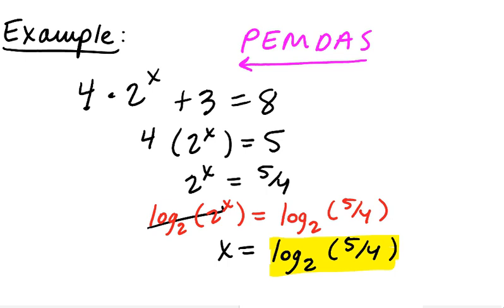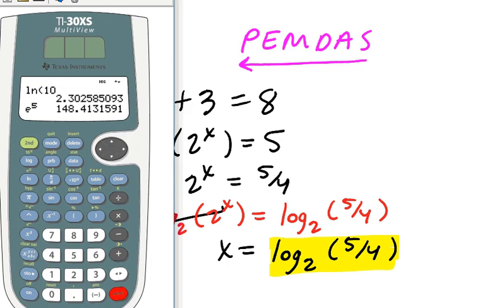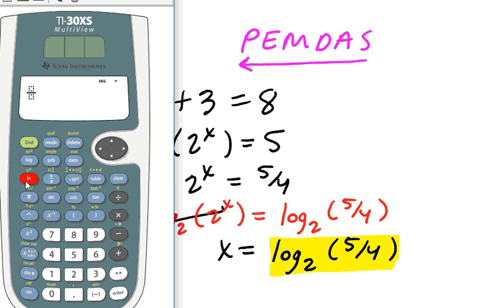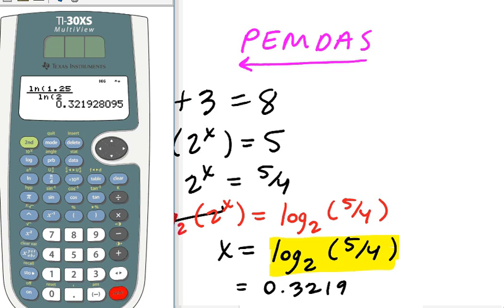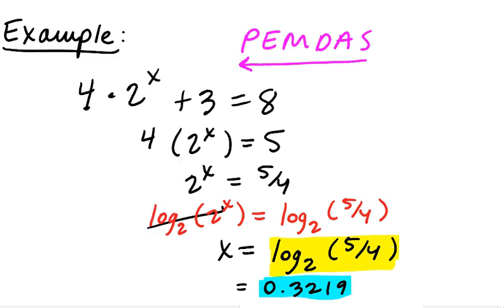But if we need an approximate answer, we'll bring this thing in, and we'll set up a fraction. We'll do natural log of 5/4 divided by the natural log of 2. And that'll get 0.3219, and that's an approximate answer. So, remember exact versus approximate.